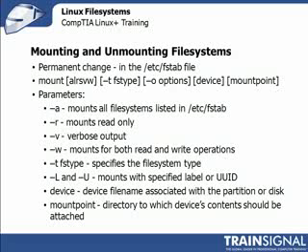The parameters are -a, which says to mount all file systems listed in /etc/fstab, -r says to mount in read-only mode, -v says to make the output verbose and provides comments on operations as they occur. -w says to mount for both read and write operations. -t fs type specifies the file system type. -L and -U mount with the specified label or UUID. Device is the device file name associated with the partition or disk. And finally, the mount point is the directory to which the device's content should be attached.